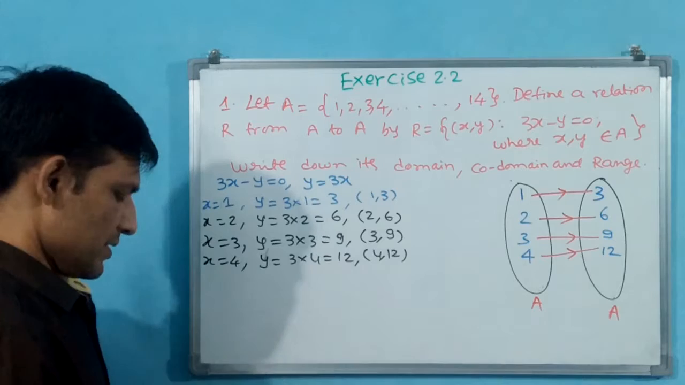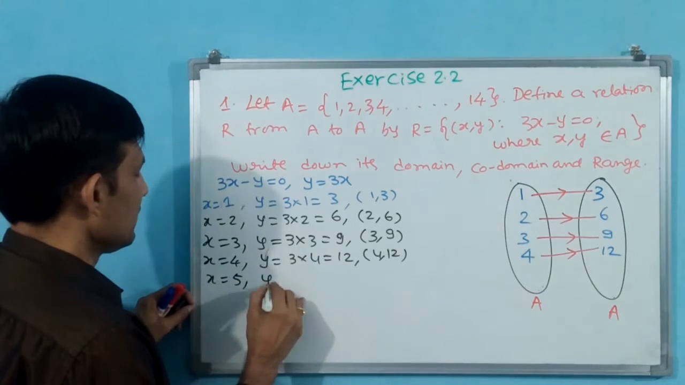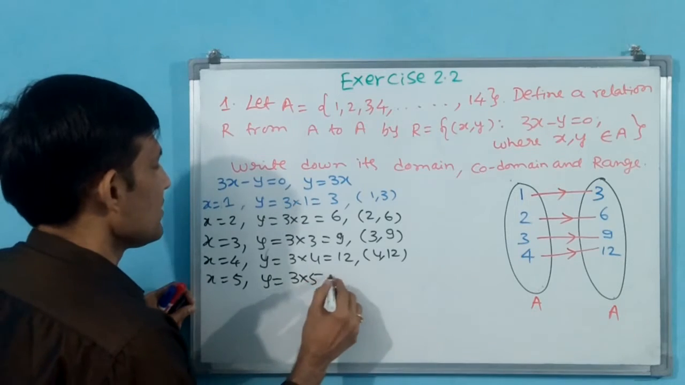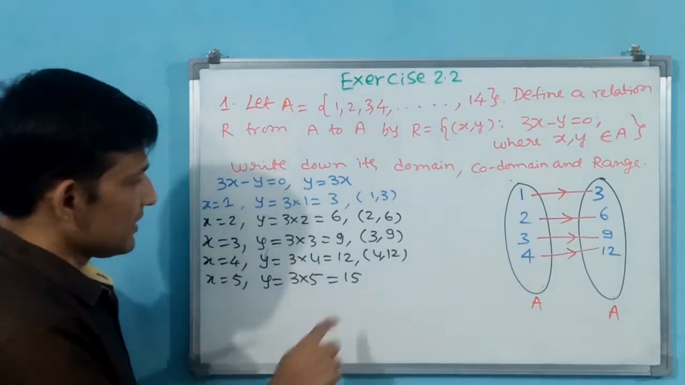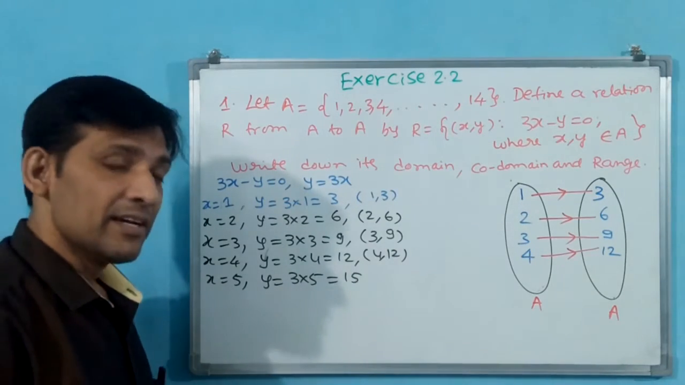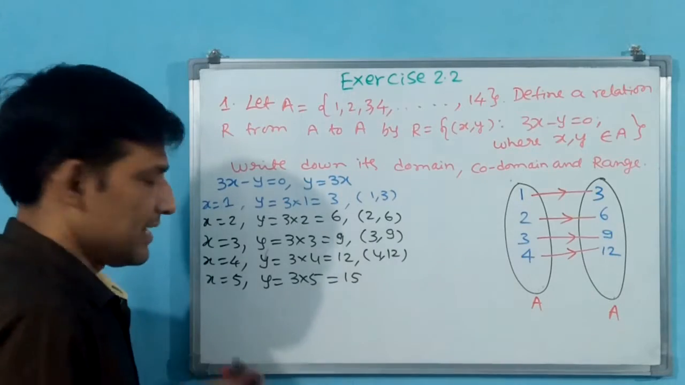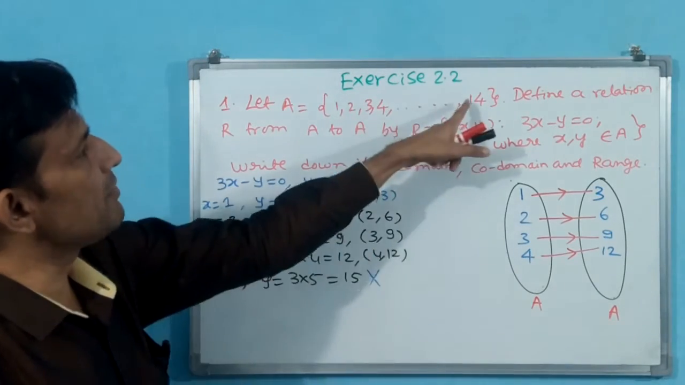Okay, now let us go for 5. X is equal to 5. Y is equal to 3 into 5. That is equal to 15. Then you wait. Why? Because is 15 there? Not there. Then we have to stop there. This will not come. Why? Because 15 is not available with us.